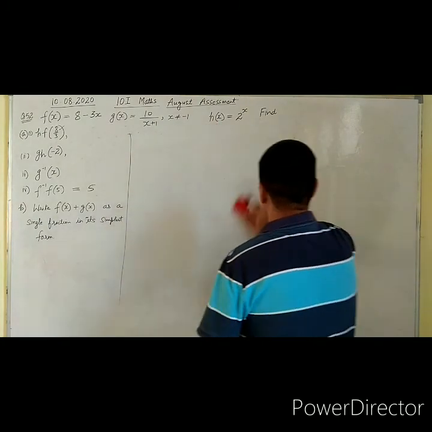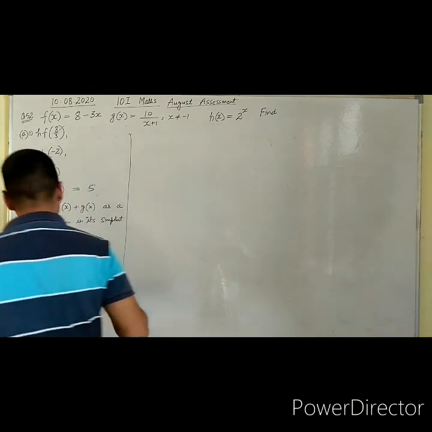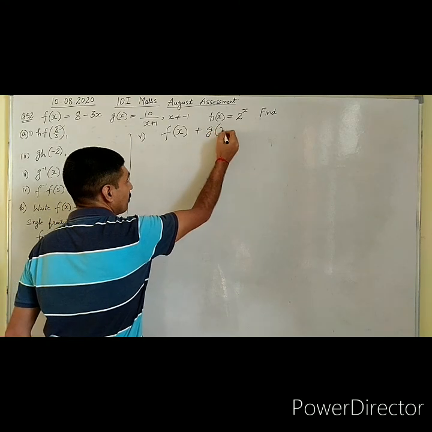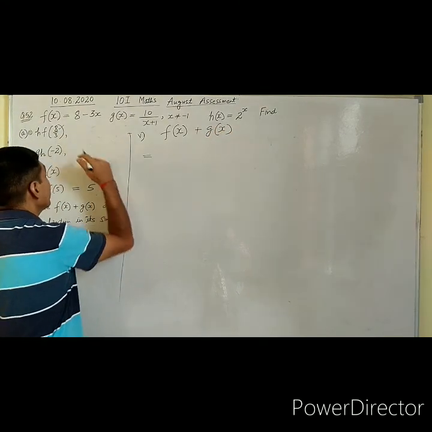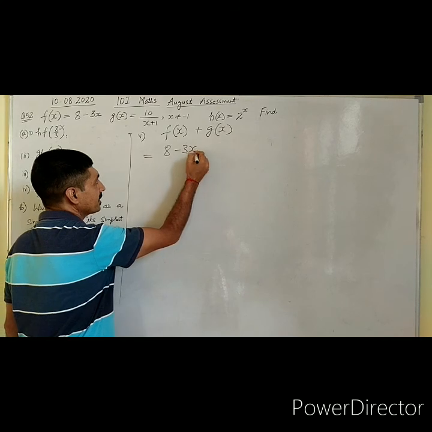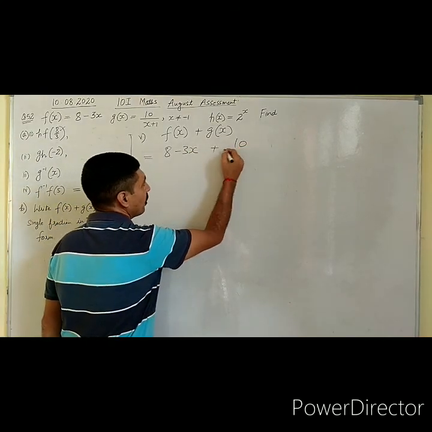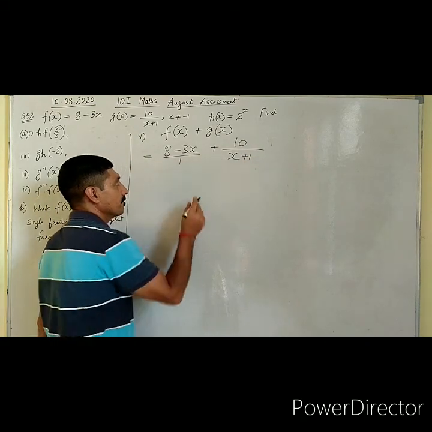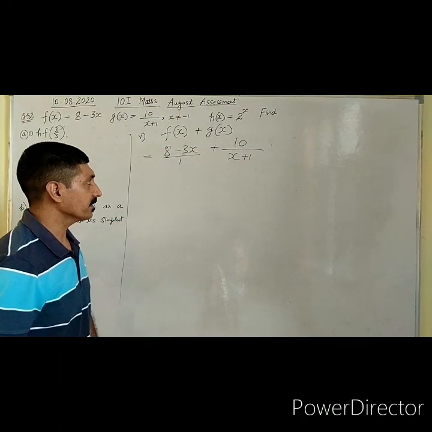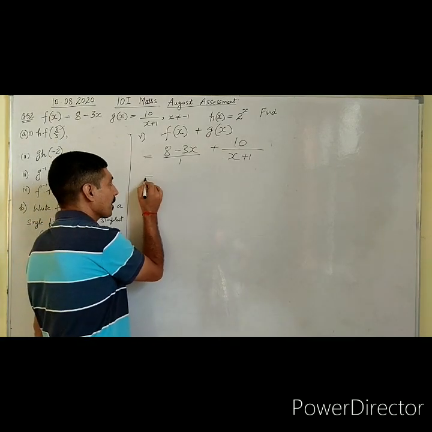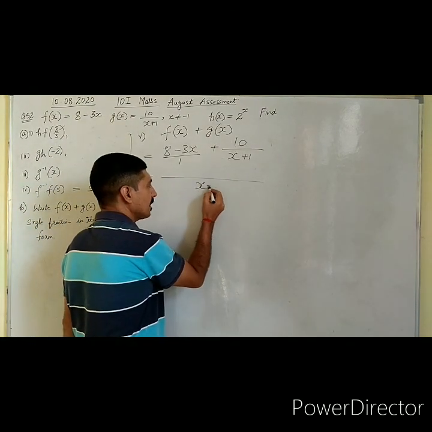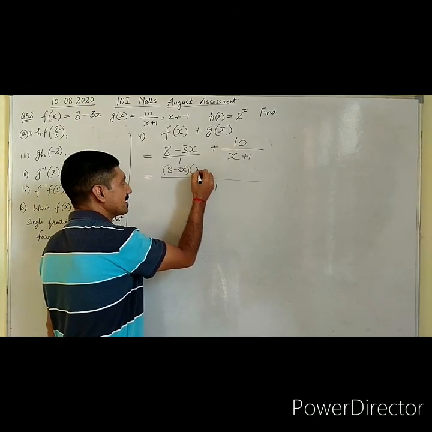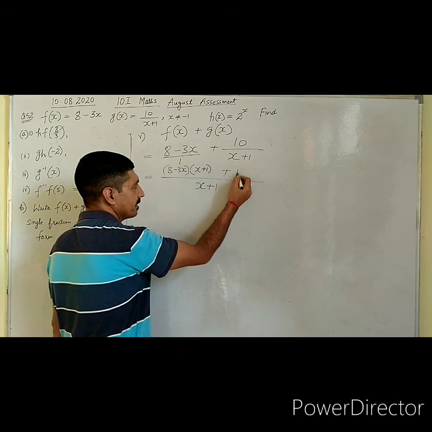The last part is f(x) plus g(x). So what is f(x)? Here that is 8 minus 3x plus 10 upon x plus 1. If we are taking one fraction here, the LCM is x plus 1. So here it is 8 minus 3x into x plus 1, and here it is 10 only.